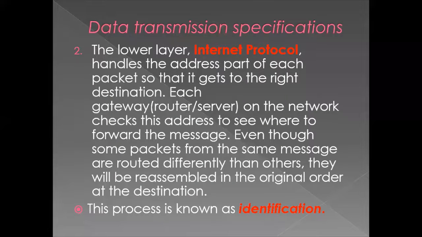Now the next one, the lower layer, which is the internet protocol. It handles the address part of each packet so that it gets to the right destination. Sometimes you create one message and send it to plenty of people, in Viber or in Messenger. How do you know it will go to the right person? The internet protocol will handle that. It will see that the address is correct, and that the message or packet reaches the right address, the right person.